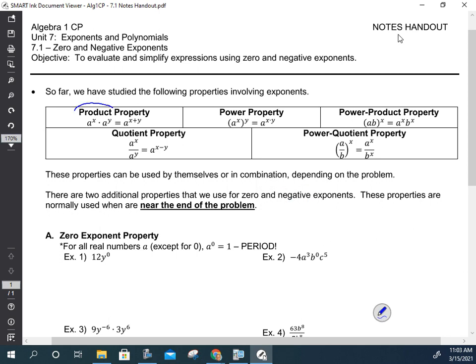We have the product property, which is when you are adding the exponents. The quotient property, when you are subtracting the exponents. The power property is when you are multiplying the exponents. The power product and the power quotient, both of these are distributing the exponents.